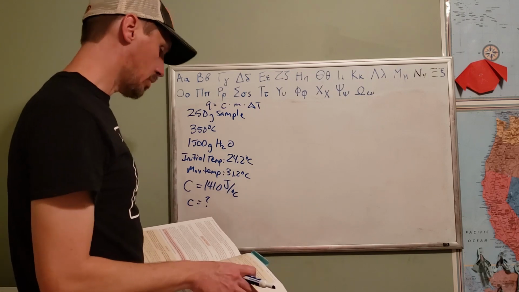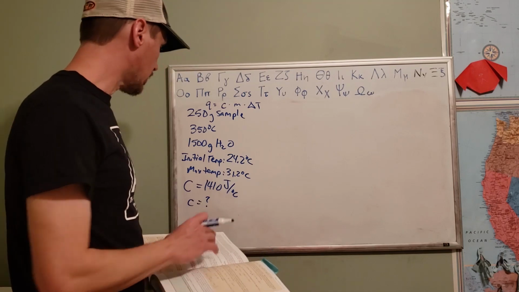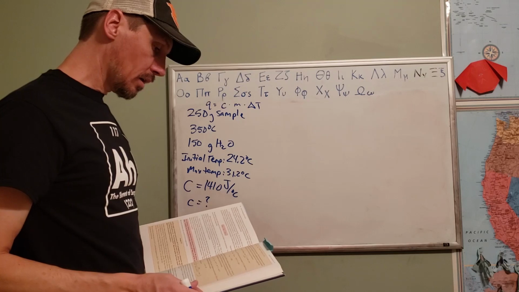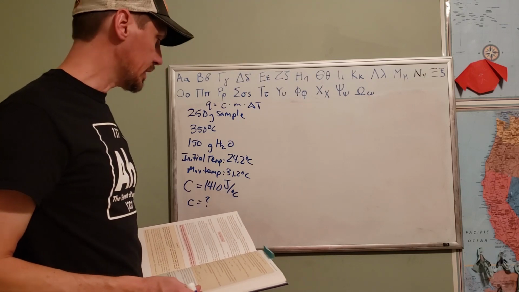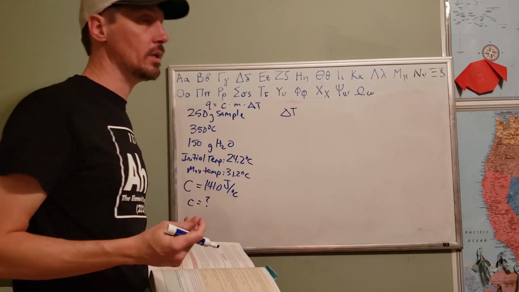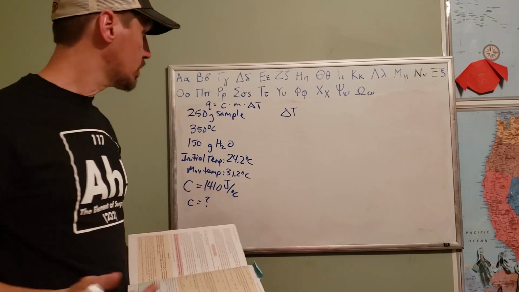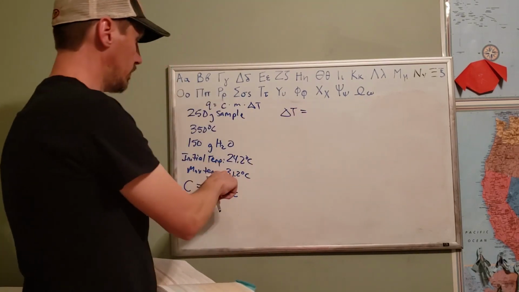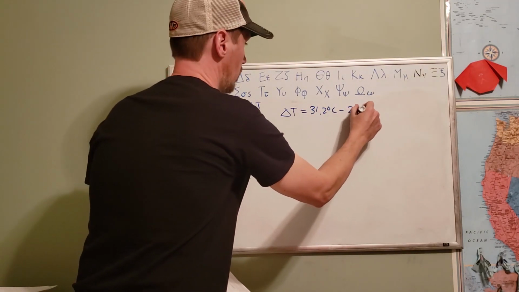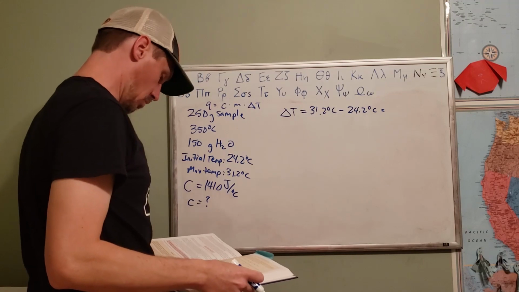We know how much water we had to start with, that it was 1,500. I'm sorry, not 1,500, it was 150 grams. And we also can calculate the change in temp. So let's do that first. The change in temp for the water, remember, change in temp is the final temperature minus the initial temperature. So for water, the final temperature was 31.2 degrees Celsius minus 24.2 degrees Celsius for a final value of 1.9.